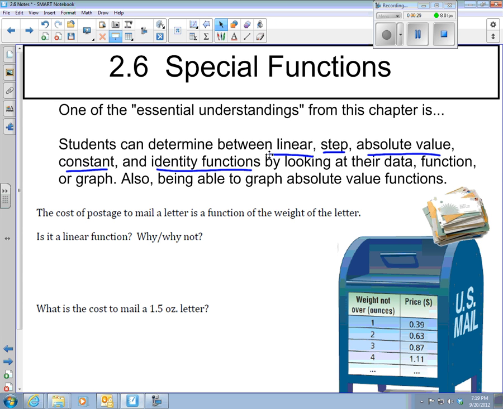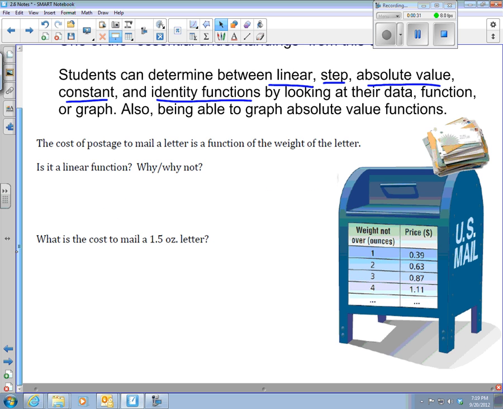And we're going to start out with this mail problem here. This is a special function. It says the cost of postage to mail a letter is a function of the weight of the letter. Is this a linear function? Yes or no? Well, let's look at that a little bit. You can see right here, if it's 1 ounce, it costs 39 cents. What if it's half an ounce? Is it less than 39 cents? No. If you look at it this way, that's 1 ounce, that's 2 ounces, and we'll just go with that.